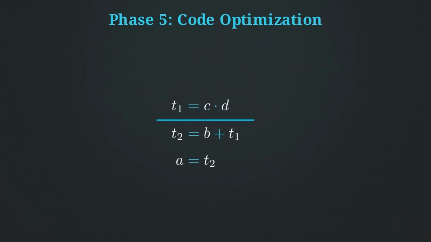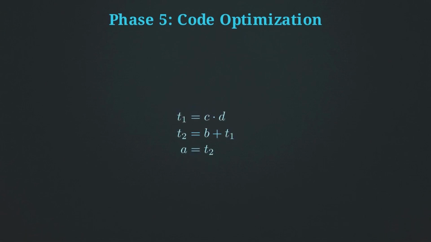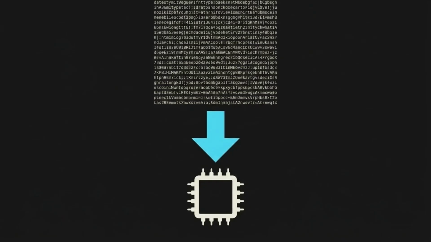Before moving on, Phase 5 looks for ways to work faster. The code optimizer scans the new sequence and strips out redundant steps or unnecessary operations, reducing both memory footprint and execution time. Complex human logic has now been flattened into the absolute simplest, most efficient instructions possible. The code is finally ready for the hardware.